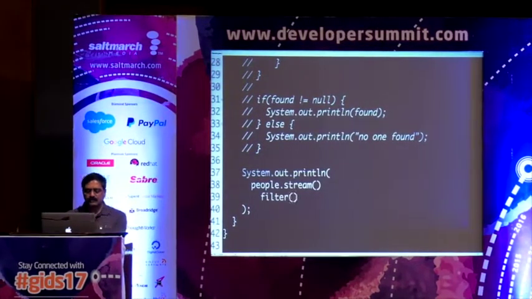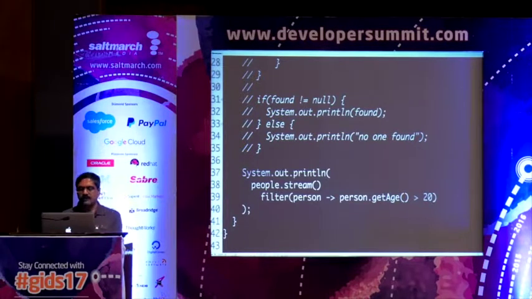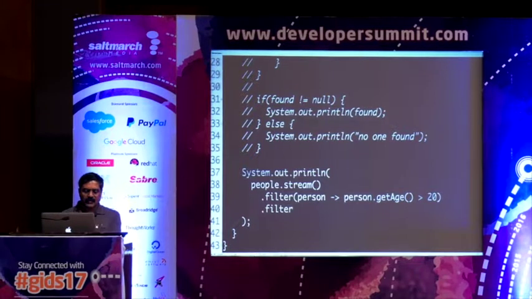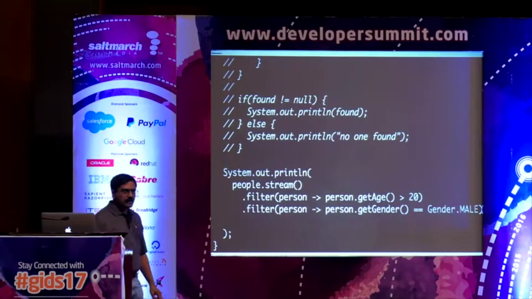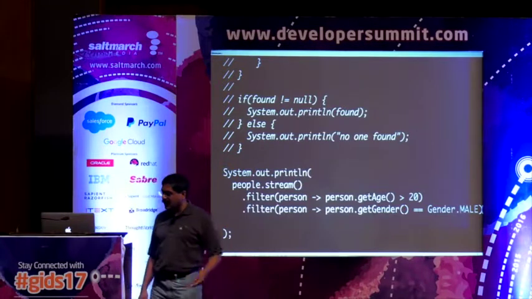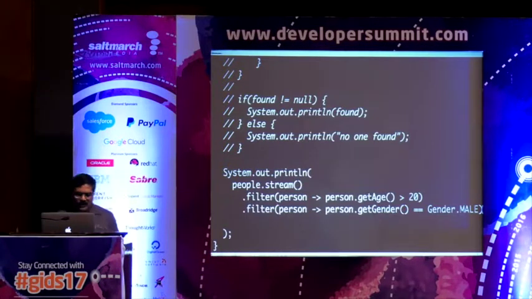And then I say filter. And what am I filtering? Give me a person whose age is greater than 20. And then the next one, what we're going to do here is yet another filter. And given a person, I'm going to say person.getGender is equal to Gender.MALE. So now we have taken the person who is a male and greater than 20. In fact, in this case, let's just change the problem a little bit. I just want the name and not the entire detail. I could even perform a map.